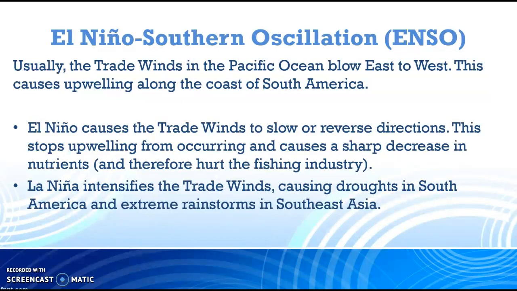However, El Nino is when the trade winds slow or reverse directions, which stops upwelling and causes a sharp decrease in nutrients on the South American coast. So this hurts the fishing industry. La Nina is the opposite, where it intensifies the trade winds, so it causes major droughts in South America and extreme rainstorms in Southeast Asia.